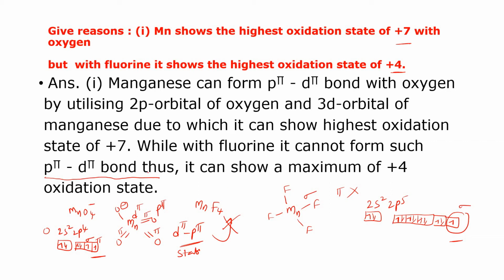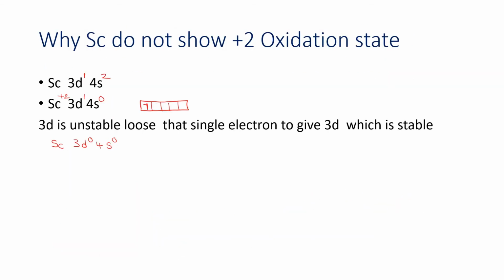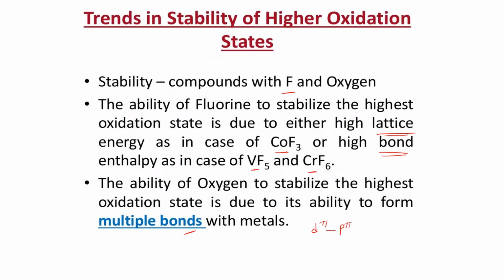See, actually, for getting +7, we can't place 7 elements around the manganese. That is impossible. Maximum we can arrange 6 or so. 7 we can't arrange. But here with oxygen, with 4 only we are getting the +7 oxidation state.